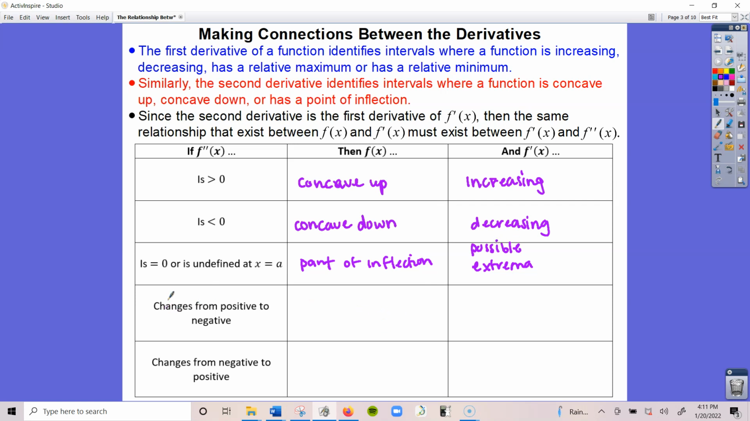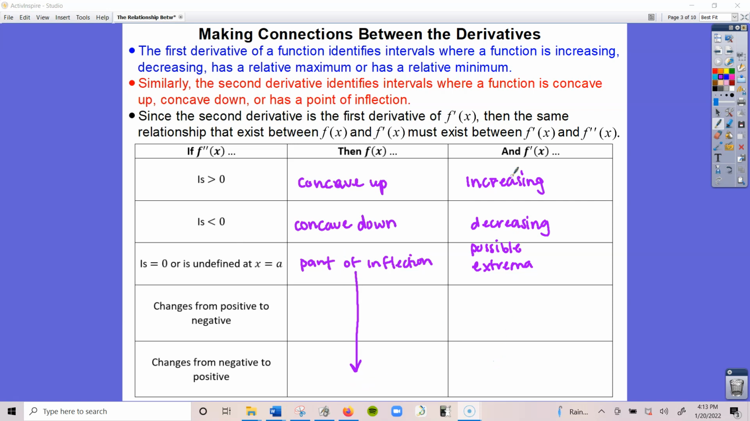If the second derivative changes from positive to negative, whether it changes signs, this is all points of inflection. As long as your second derivative changes signs at all, that means that it's changing concavity. And you always have a point of inflection when your function is going to change concavity. So that's why all of these mean that there's a point of inflection.